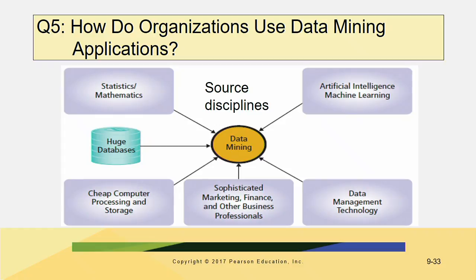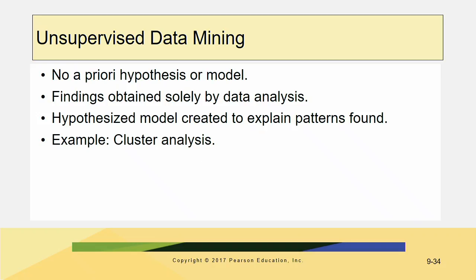This is a slide on data mining, and there are 2 major branches, the way we categorize data mining. The first one is unsupervised data mining. The unsupervised part doesn't mean we're not overseeing it. It means we don't have a prior hypothesis or model. We didn't say, hey, we think this causes this. We don't have a hypothesis going into it.